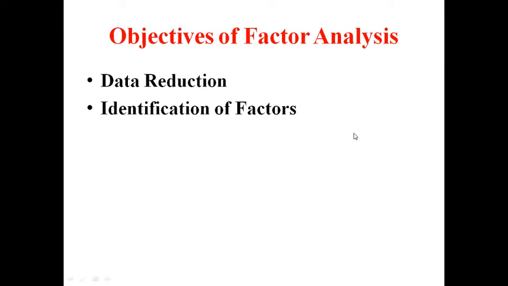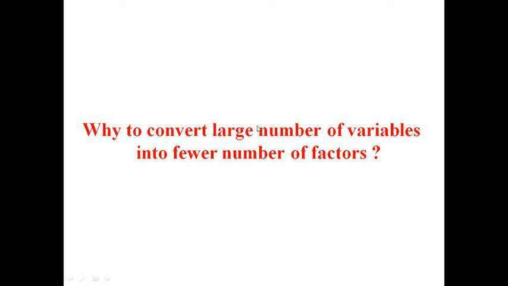Now, what are the objectives of factor analysis? The first one, as we have discussed in the definition itself, is data reduction. We are reducing the large number of variables into fewer factors. Second is the identification of factors. Once we have reduced the variables into fewer factors, we identify the factors and give names to those factors. Now the question is, why convert the large number of variables into fewer factors?